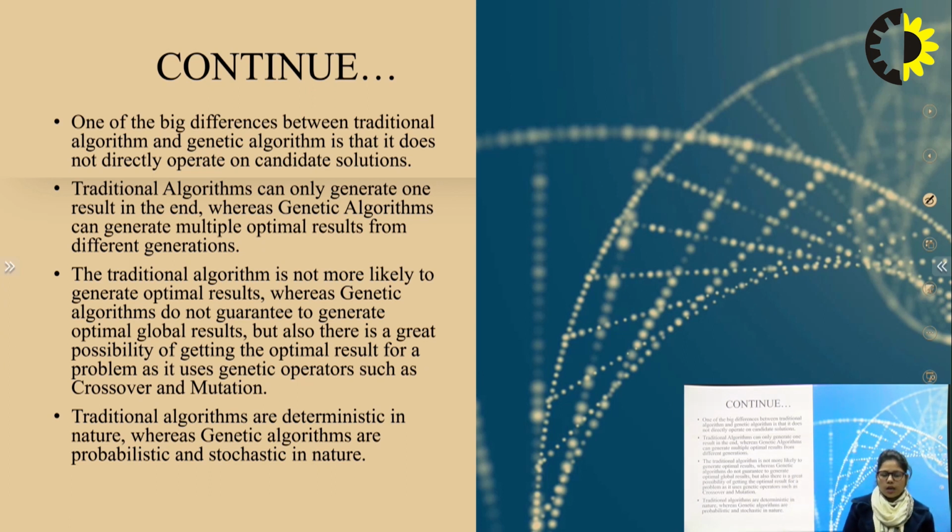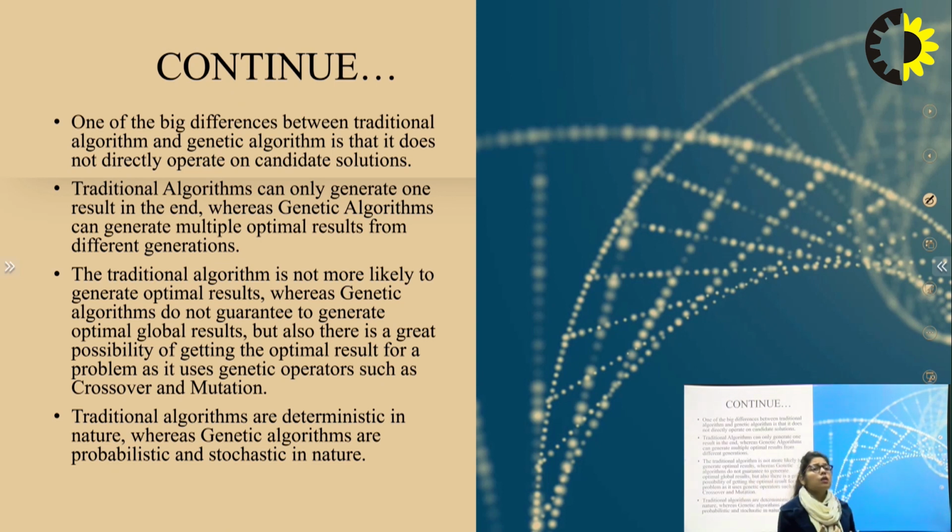In the starting, I explained what a candidate solution is. A candidate solution is basically an algorithm that works on both positive examples and negative examples. But the Find-S algorithm only works on positive examples. It ignores negative examples. That is the difference between the traditional algorithm and the genetic algorithm: it does not operate on candidate solutions. Basically, it does not work on that particular domain.